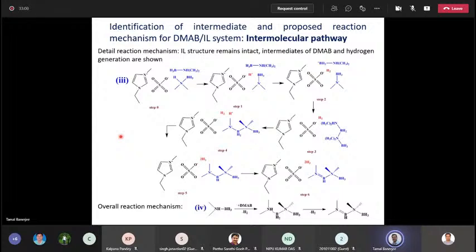The previous one I discussed was intramolecular; now let's see the intermolecular. Intermolecular means you add another DMAB compound. Now you see how the reaction proceeds. It proceeds in exactly the same manner. The first step is the dehydrogenation of the protic hydrogen from DMAB. Then the HSO4 again releases the proton, as I discussed. And finally, you have the CH2NBH product, which I discussed just now.